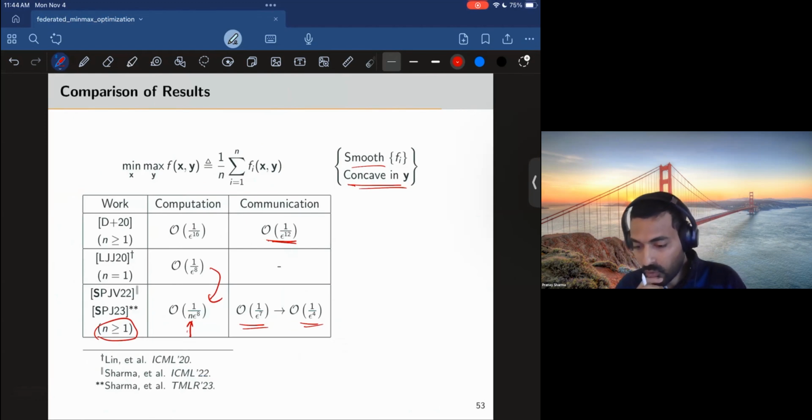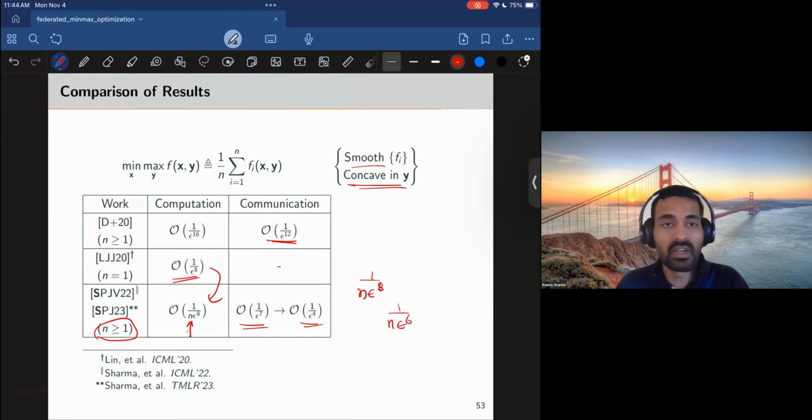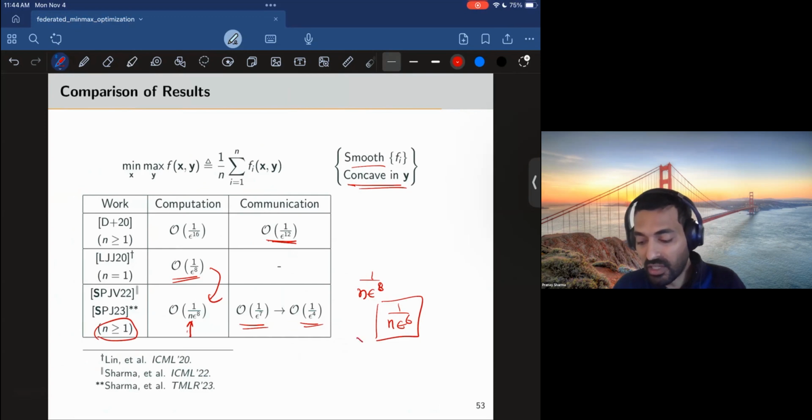I can say a few more words about it. We know that 1 over n times epsilon to the 8 is definitely not optimal. We know that it can be 1 over n times epsilon to the 6. There is an algorithm which can achieve this, but it is a very complicated, convoluted algorithm. So a simple algorithm which can achieve this complexity or even improve on it is so far an open question.